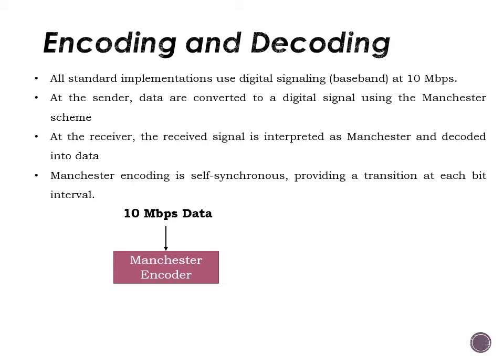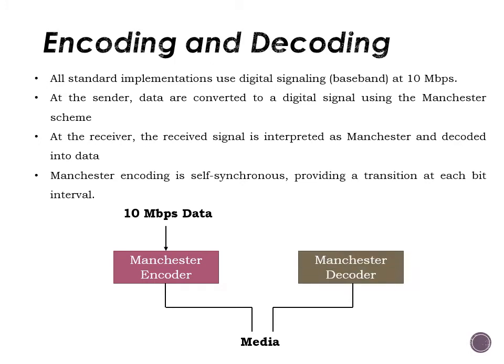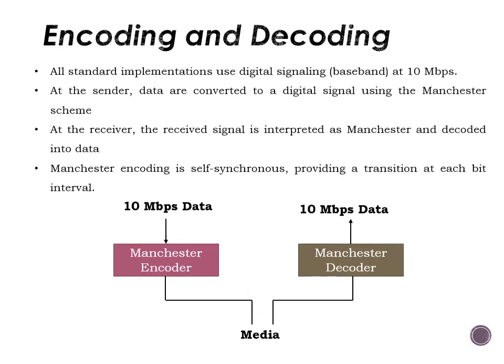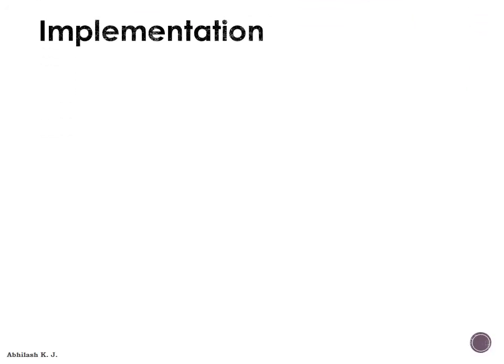So at the sender part, 10 Mbps data is converted into digital signal by making use of Manchester encoder, and it is transported in the medium. At the receiver part, the receiver will receive the digital signal, and it will interpret it in terms of Manchester, and it is decoded into the actual data. So we'll consider each of the four implementations in relation with standard Ethernet separately now.